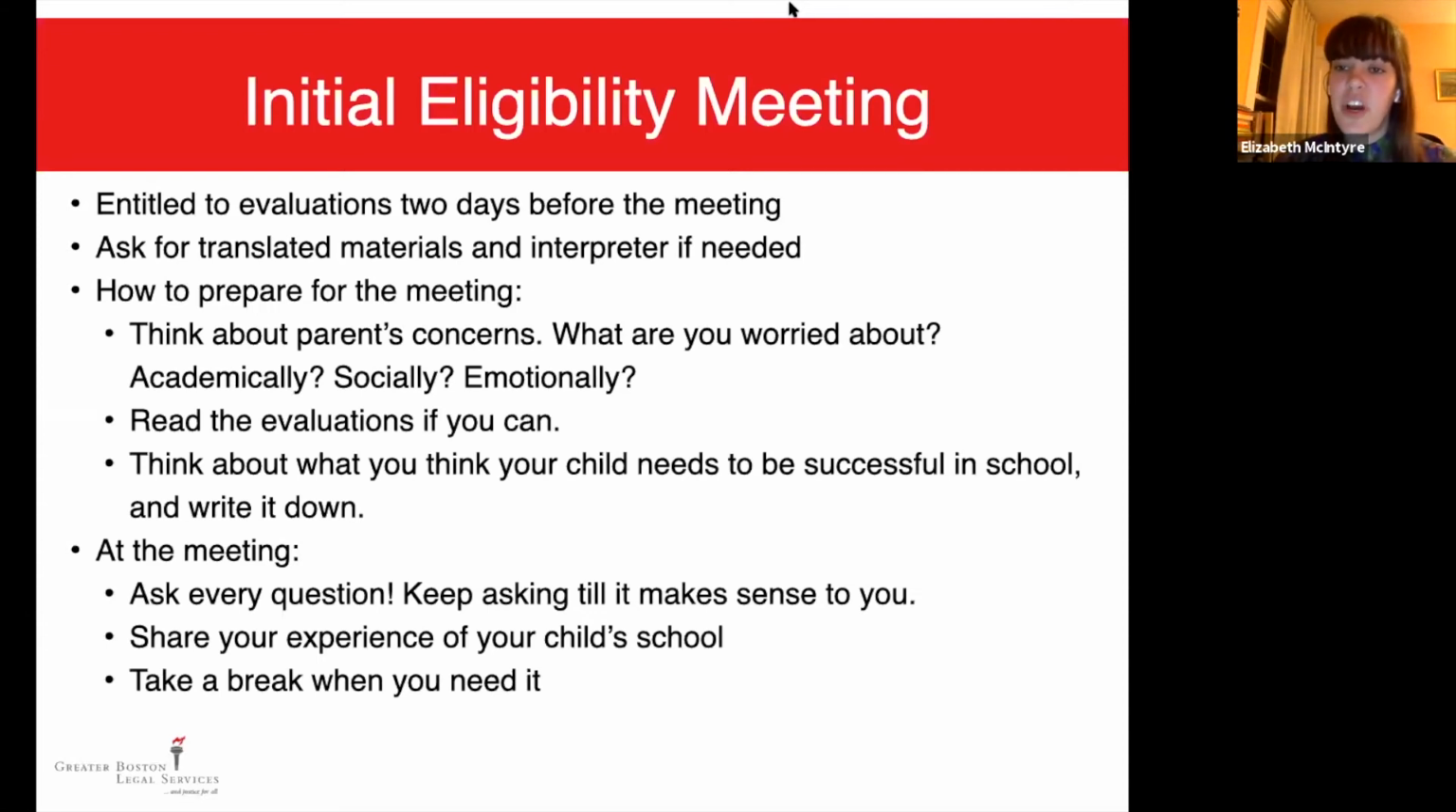So Latia wants to know, is the school required to provide evaluations 2 days before? They are required, but only if you ask. So you have to ask for the evaluations 2 days beforehand. And I should say too, that's 2 school days, not 2 calendar days.